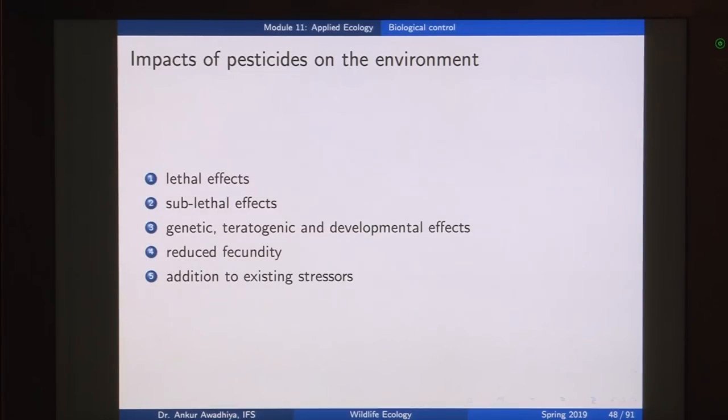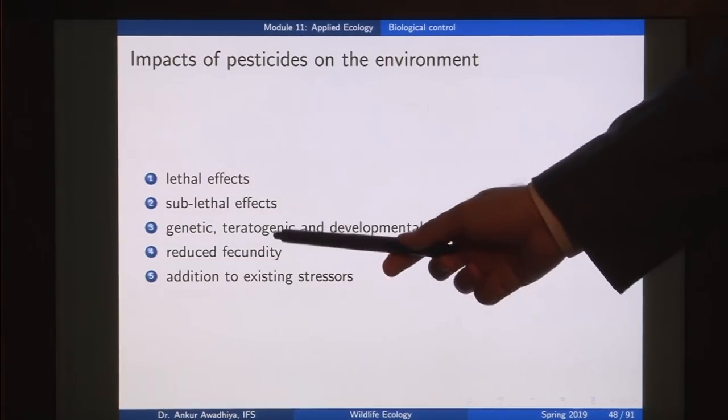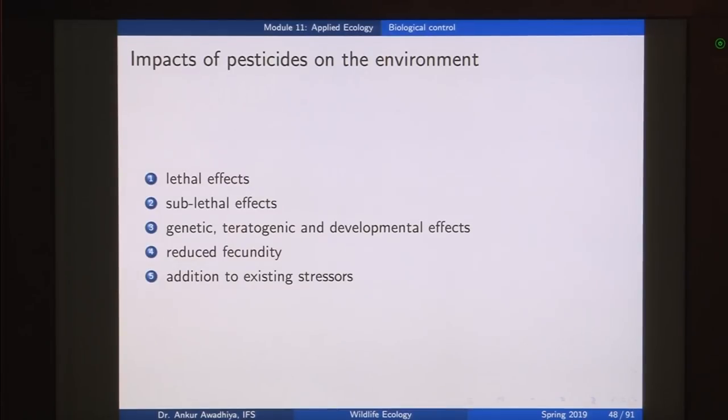One is the sublethal impact of a disease, the second one is a sublethal impact of the pesticides, and together a number of sublethal impacts, if you give it together, they might result in a large amount of lethality in these animals. Then in a number of cases, we also observe genetic changes, teratogenic changes and developmental changes. Now, genetic changes means that you have some mutations because of some pesticides.